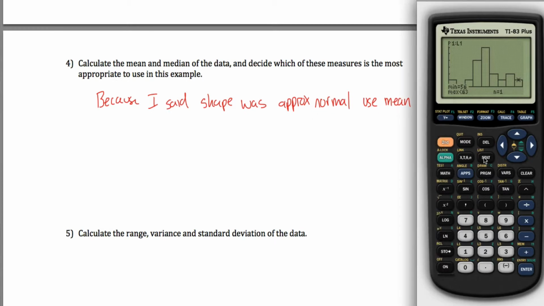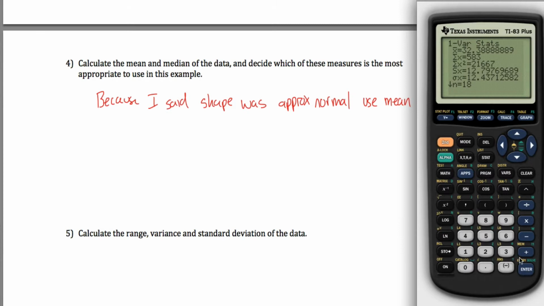How do you come up with those? Go over here to stat, go to calculate, and then one variable statistics. It says, all right, I can do one variable statistics. What data do you want me to do it on? Well, I want you to do it on L1 because that's where I put all this information. So I'll type in L1 and hit enter. FYI, if you leave off L1 here, if you don't tell it a list, it assumes you're talking about L1. So I didn't even need to put that in there. Hit enter, it gives me a bunch of stuff.